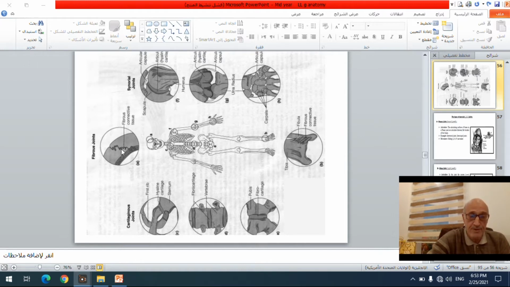Fibrous joint. This is the fibrous joint, sutures of the skull. Cartilaginous joint, this is the cartilage of the sternum and ribs. Another type of cartilaginous joint, the fibrocartilage between the vertebrae. And this is also cartilage of the symphysis pubis. This is the important one, the synovial joint, this one and this one.